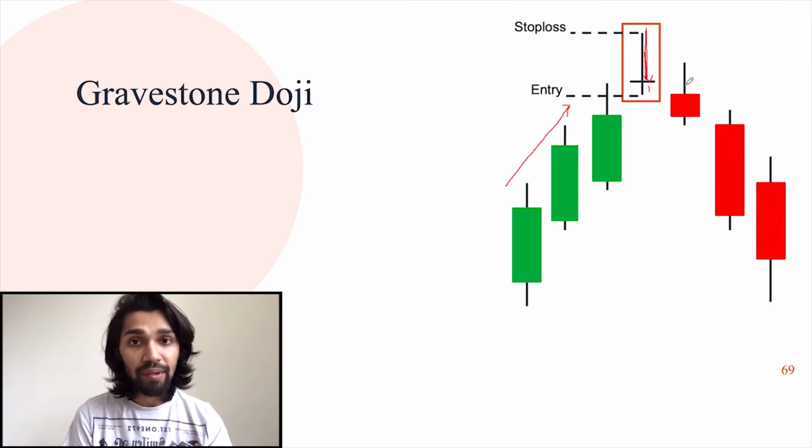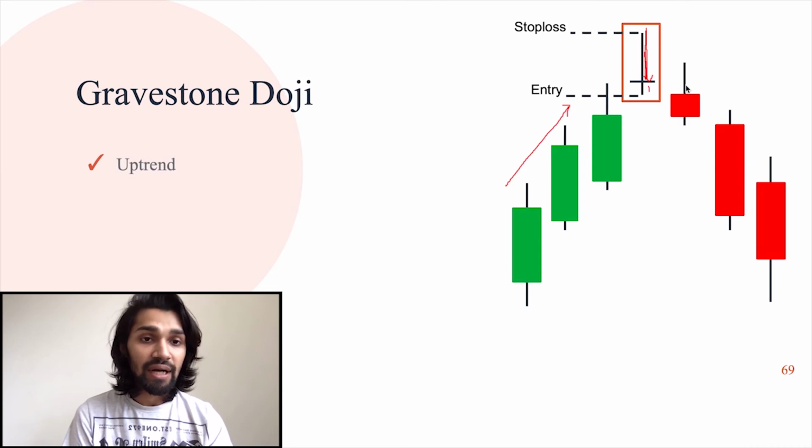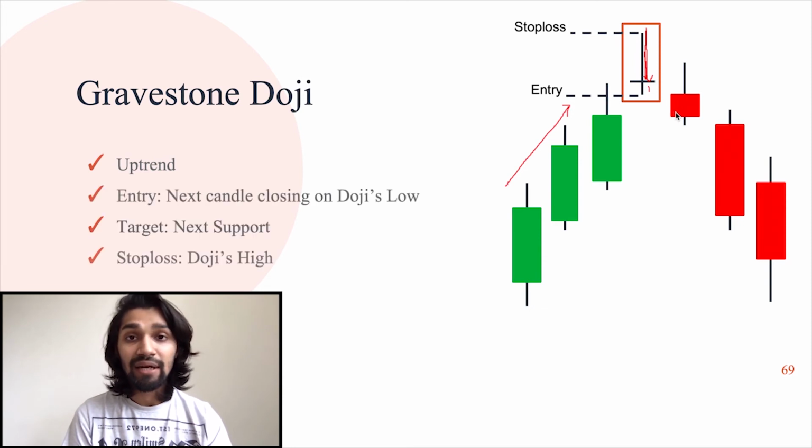First, there should be an uptrend going on. Next, your entry should be below the low of the Gravestone Doji. Your target should be your next support, and your stop loss should be the doji's high.